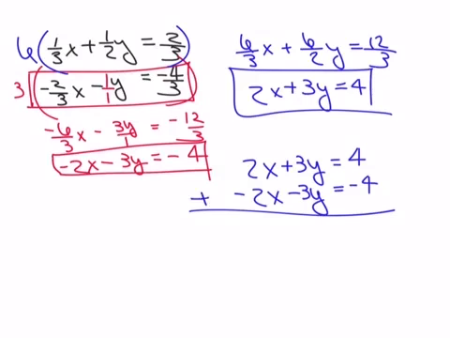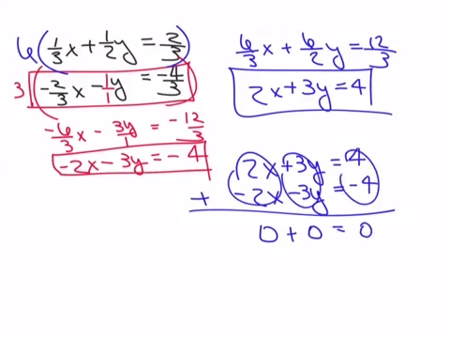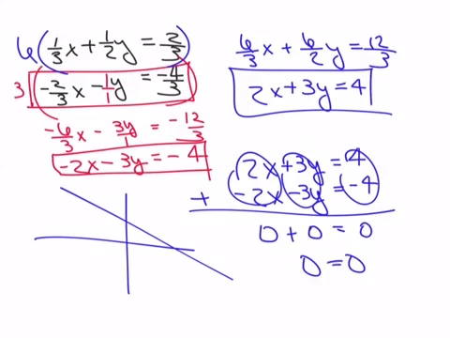And add those, and what happens? 0 plus 0 equals 0. And remember what I said, if you get 0 equals 0, the graph is two lines that are on top of each other, giving you a solution set of infinity. Okay, so that's what you do on one like, what one was that? 38.